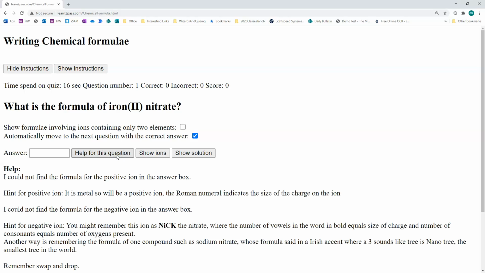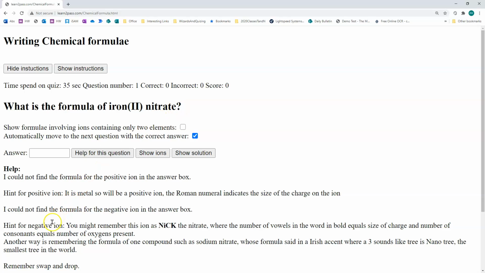So click on help this question. It's telling you you've not written anything yet. It tells you that the positive ion is obviously a metal, so it's going to be a positive ion, and the Roman numeral indicates the size of charge. So that helps me know that it's Fe2+.